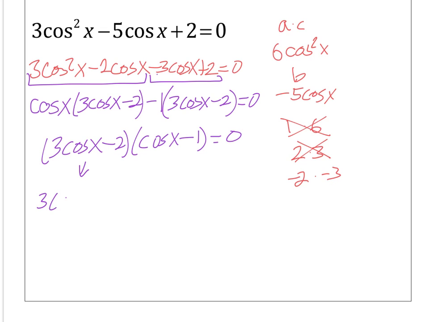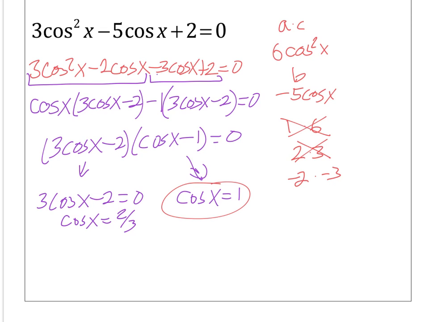That means that 3 cosine x minus 2 equals 0. In other words, cosine x equals 2/3. That's not a unit circle value, which is not entirely fun. And then I'm going to have cosine x is equal to 1, which is a unit circle value, which makes me a lot happier. Let's do this guy first.